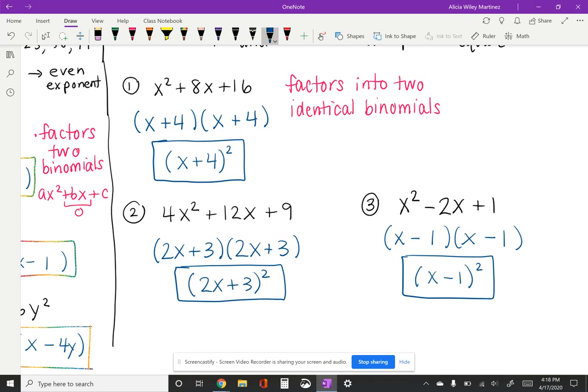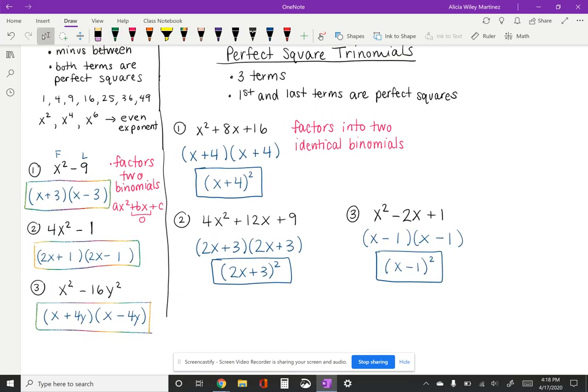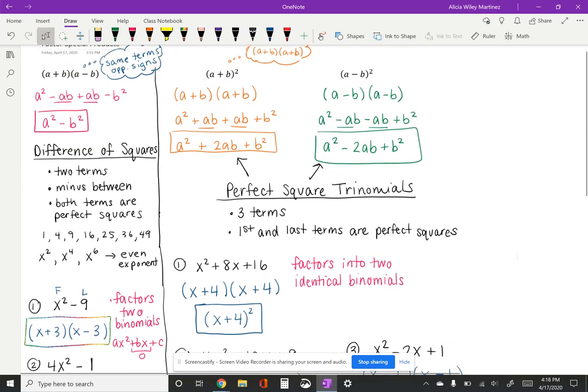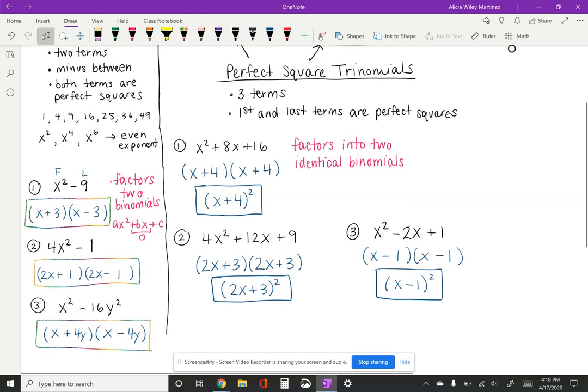You can definitely use the grouping method on any of these problems, but if you can recognize the pattern, guess and check is a really great way to get through these problems in a more efficient way.